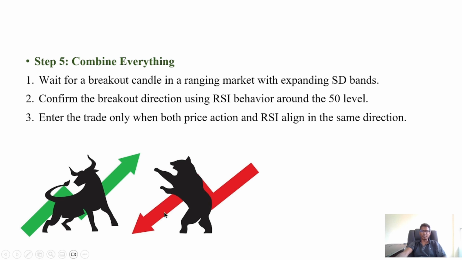1. Wait for the breakout candle in a ranging market with expanding SD bands. 2. Confirm breakout direction using RSI behavior around the 50 level. 3. Enter the trade only when both price action and RSI align in the same direction.